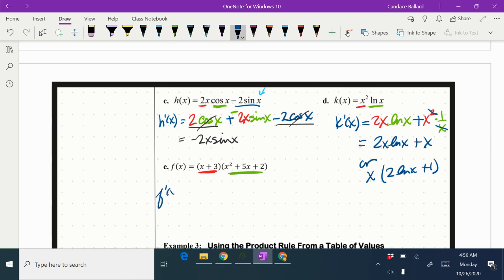So f prime of x equals, I'm going to take the derivative of the red, which would just be x, and then I'm going to keep the green the way it is. X squared plus 5x plus 2. Plus, I'm going to keep the red the way it is. So x plus 3. And then we're going to take the derivative of the green, which is 2x plus 5. I'm choosing not to FOIL it out because I'm going to just leave my answer unsimplified, but I could multiply all that out and FOIL it out if I needed to.